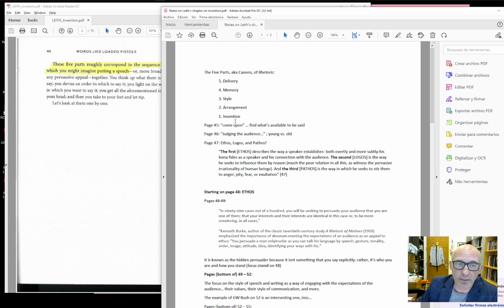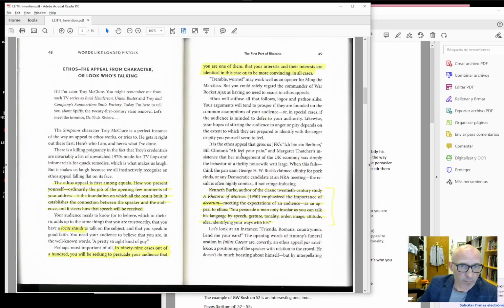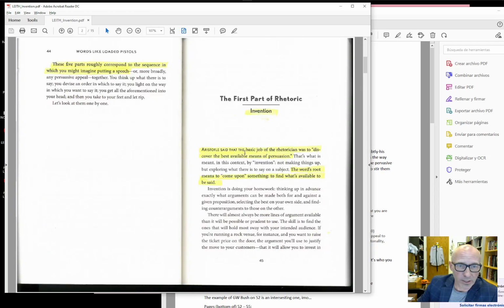Starting on page 45, he talks about how invention is the discovery of the best available means of persuasion. So this is discovering all of the best topics and all of the best ways in which to say things to your audience that would be persuasive to them.